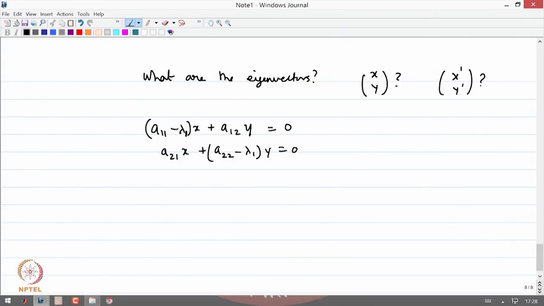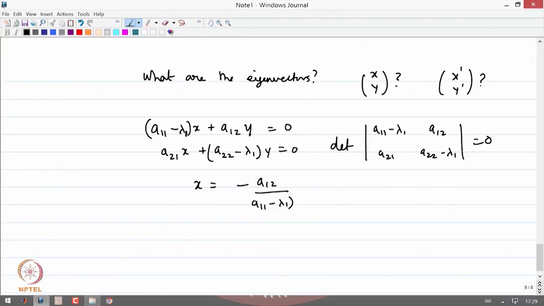It is not necessary for us to verify that the determinant is 0, because that is how we got the eigenvalues in the first place. The determinant with entries A11 minus lambda 1, A12, A21, A22 minus lambda 1 is anyway 0, because lambda 1 is a solution of this equation. Therefore, we do not need to worry about it. You can write x is equal to minus A12 by (A11 minus lambda 1) times y. The second equation is not independent of the first one. You do not need to solve it. This is all you need to solve.